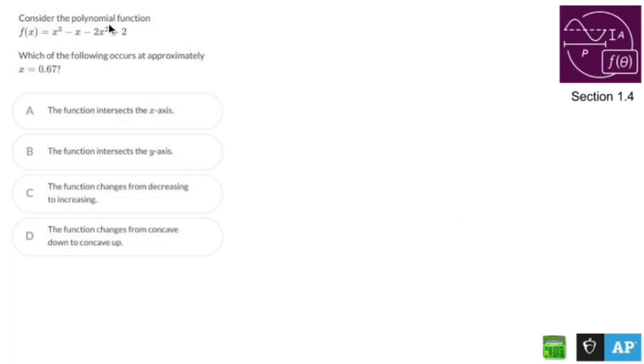All right, so we've got ourselves a random calculator problem. Consider the polynomial function x cubed minus x minus 2x squared plus 2. Which of the following occurs at approximately x equals 0.67? So I'm going to step to the side. I'm going to let the calculator do the job, come back, and see what happens.